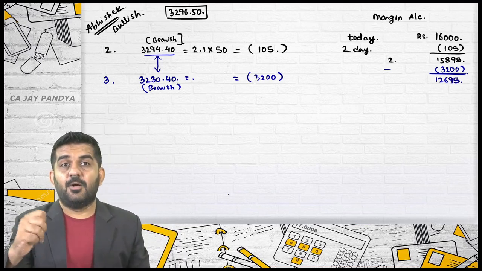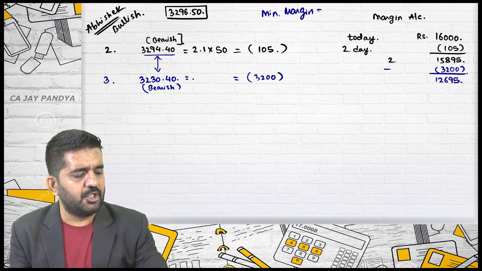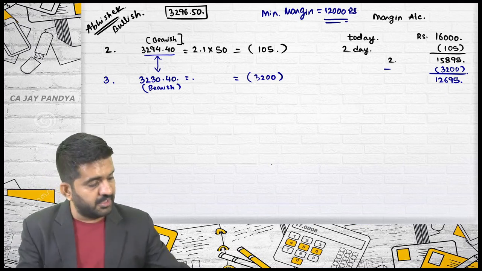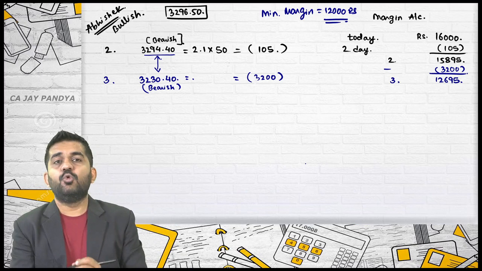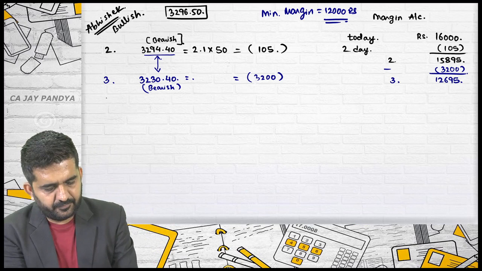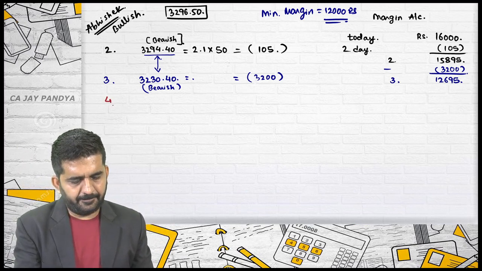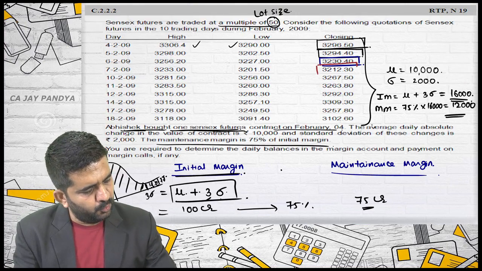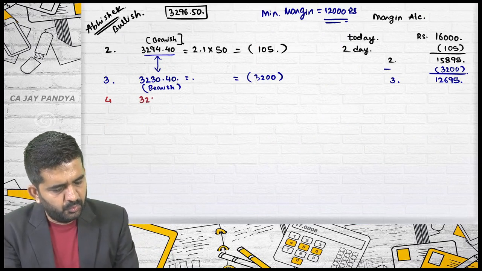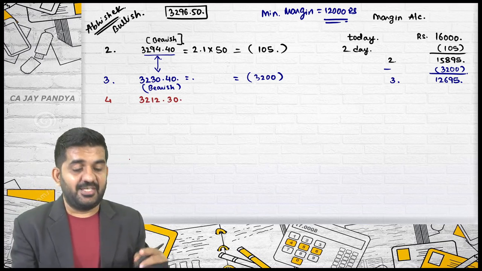Please understand, what is the minimum or maintenance margin? It is 12,000. I'll have to be very careful when the margin goes below 12,000. Is it alright? This was the end of day 2. My margin balance was 12,695. Let's go to the fourth day. On the fourth day, the price was 3212.30. Market is again bearish.